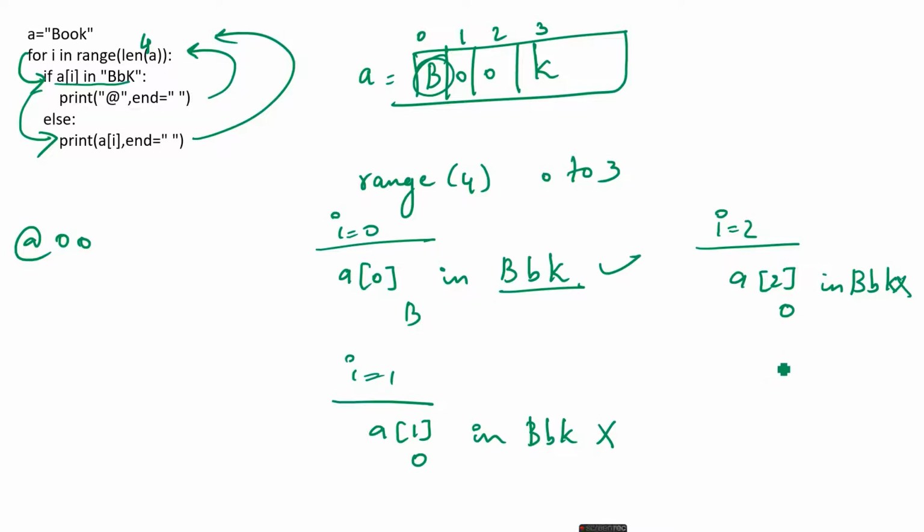Next value from the range function is 3, for I. Again, we will check A of 3 in B, B, K. What is A of 3? Small letter K. The condition is true.